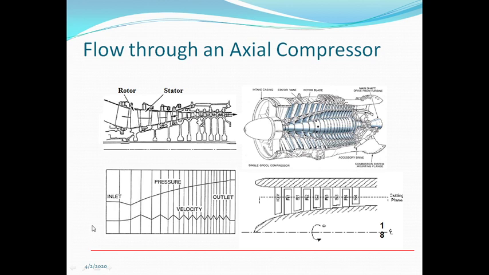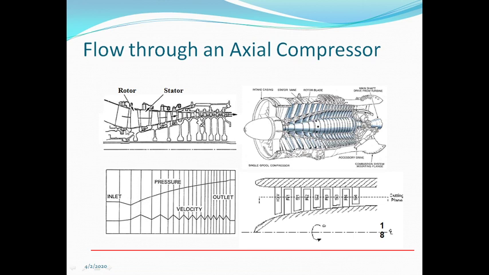Whereas the velocity, if you see here, in the rotor you will impart some velocity. Just see corresponding to this. This corresponds to the rotor, and this corresponds to the stator. What you can understand is that the air velocity will increase in the rotor and be reduced in the stator, and this reduction will be used to increase the pressure. It's something like your nozzle, reducing the velocity, increasing the pressure.